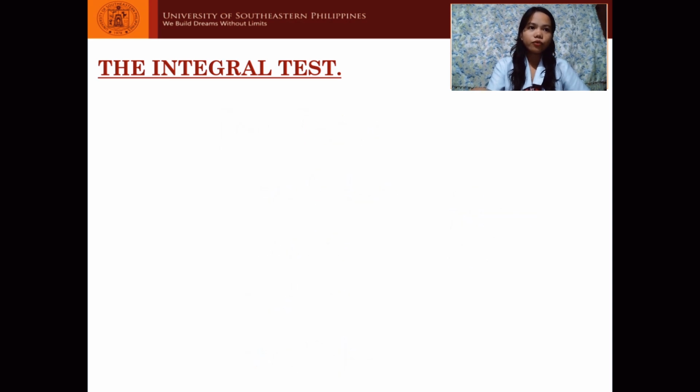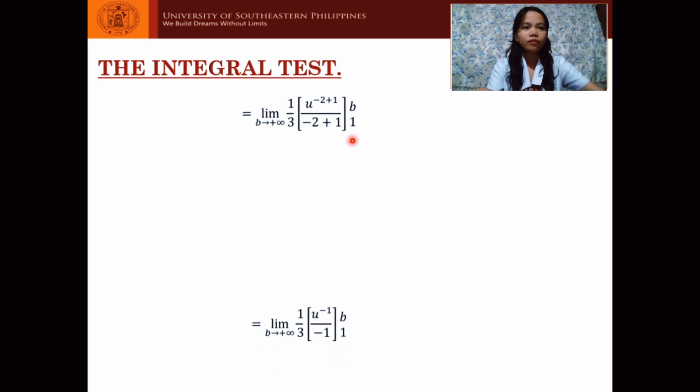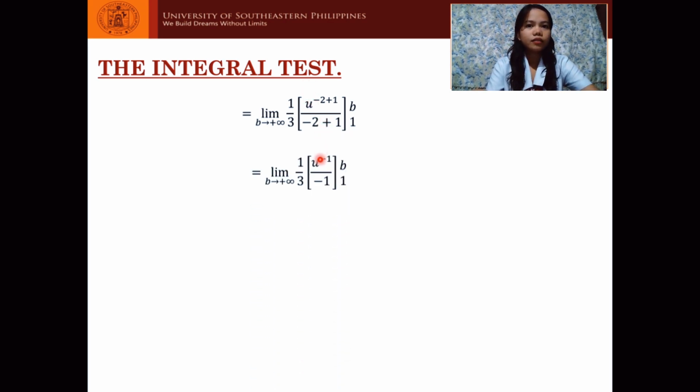So what we have now is the limit as b approaches positive infinity of 1/3 multiplied by the integrated u^(-2), which is not yet done. Negative u^(-2+1) over negative 2 plus 1, evaluated from 1 to b. So next, we simplify it. We have the limit as b approaches positive infinity of 1/3 of u^(-1) over negative 1, from 1 to b.